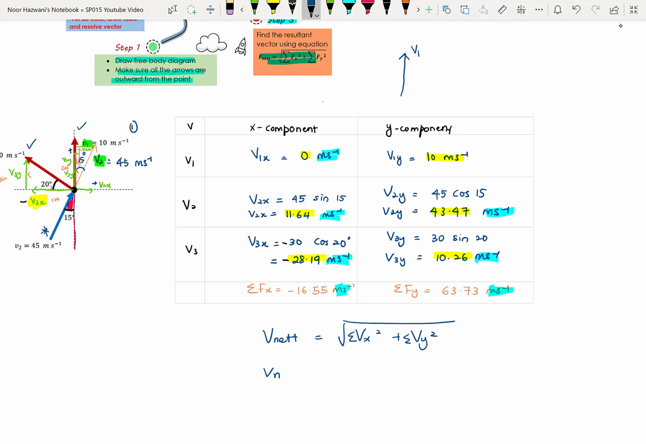And then you have to substitute the value that you got from the table. So, summation Vx adalah negative 16.55. Ingat, negatif perlu diganti. Jangan tinggalkan, otherwise you will lose marks. Okay, untuk markah pergantian. So, tekan calculator. Okay, so you will get 65.84 meter per second. Okay, so that's the magnitude value.